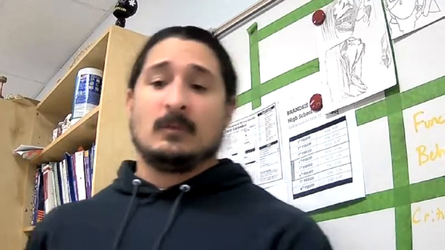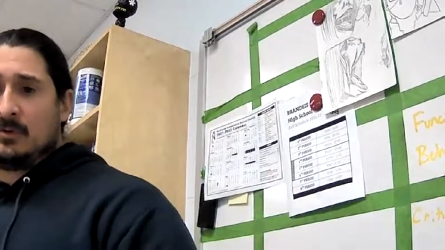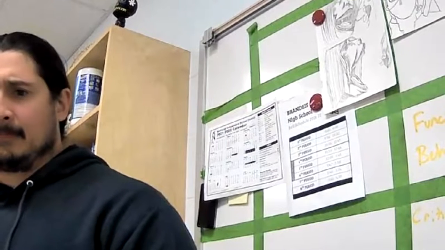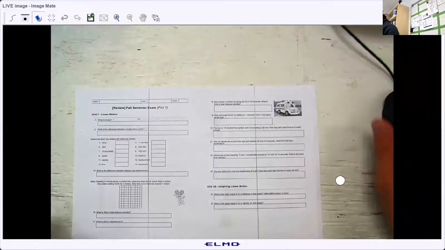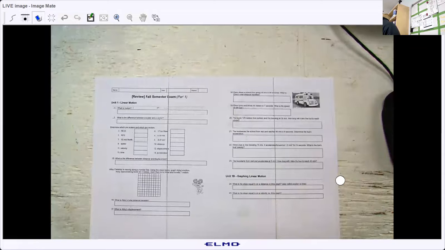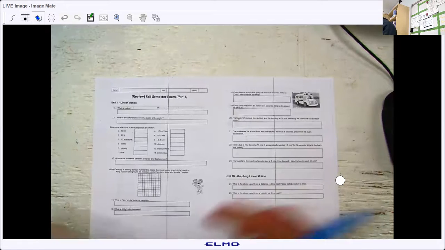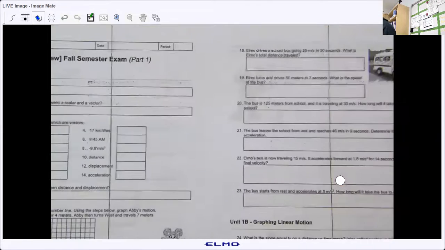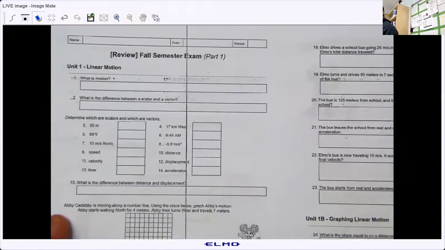Good morning. I am going to be going over the semester exam, and there's three different parts, and I'm going to go over part one now. So if we will, go ahead and switch over to this part here. We'll go ahead and get started. So number one says, what is motion? We're going to try to get through these pretty quick.